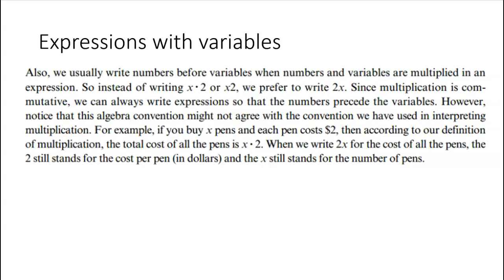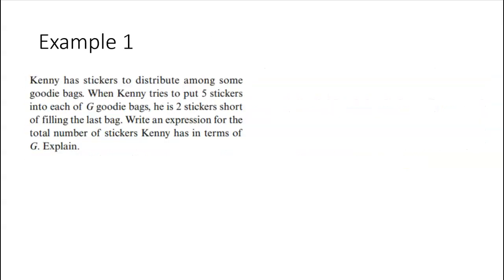So for example, if you were to buy X pens and each pen costs $2, then the total cost would be X times 2. But we would write 2X. And then the 2 would stand for the cost of the pen and the X would be the number of pens. So let's look at an example.